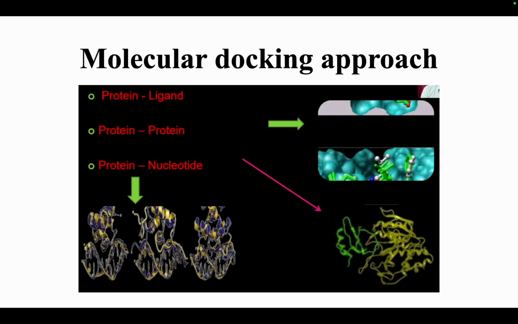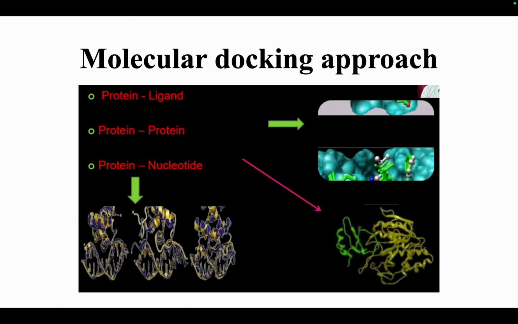The molecular docking approach could be protein-ligand, protein-protein, or protein-nucleotide also. We can have different ligands, which could be organic or inorganic molecules. We could have different metallocomplexes like cisplatin and other inhibitors. We can have different proteins or peptides. We can do molecular docking, and we can also do DNA and RNA docking as well. It is also widely used.